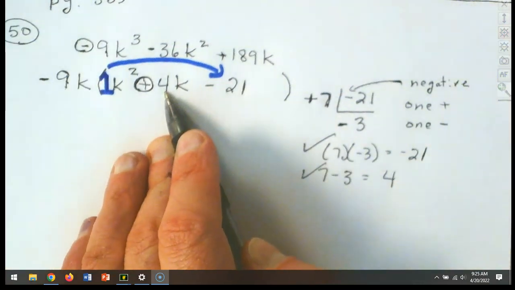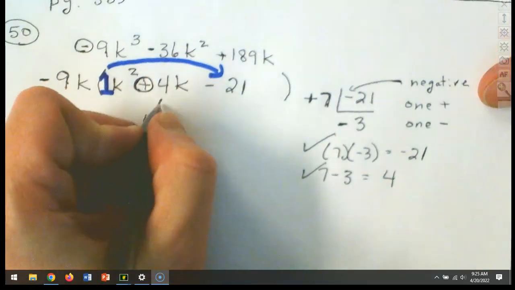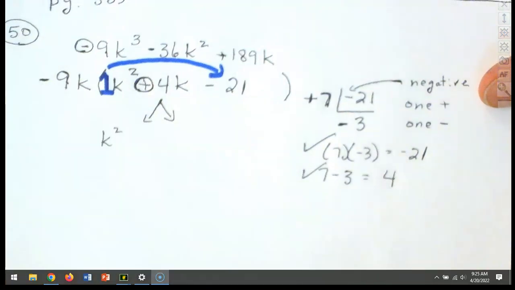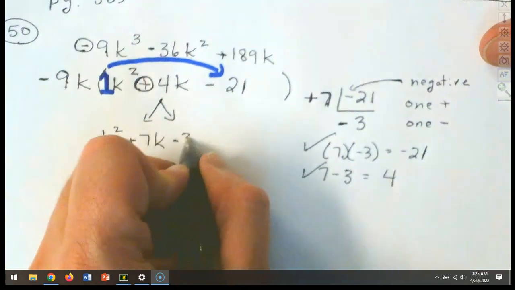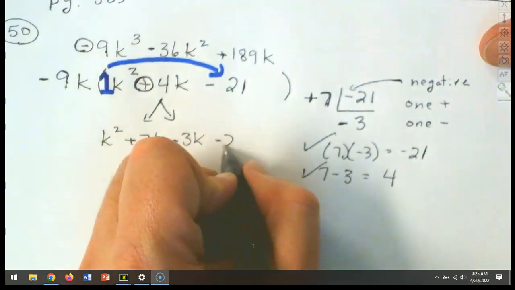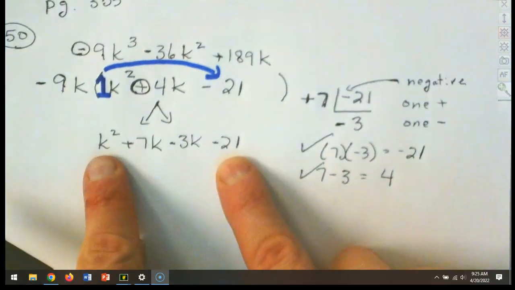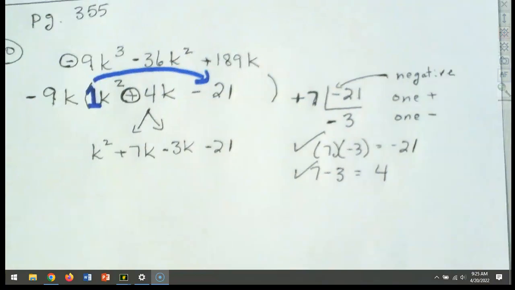All these are is just kind of a puzzle. It's just a game. We take that 4k and we split it up. So we've got a k squared. We've got a 7k. We've got a minus 3k. And we've got a minus 21 that comes down. The ends always stay the same. They never change. The only part we work with is the middle, and we split it up. That's why it's called splitting the middle.